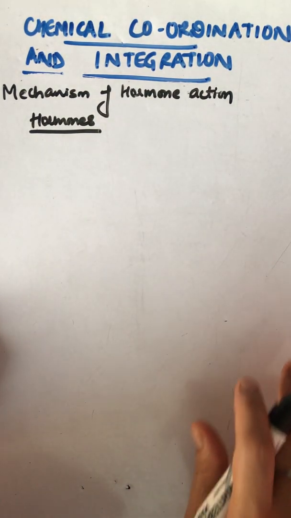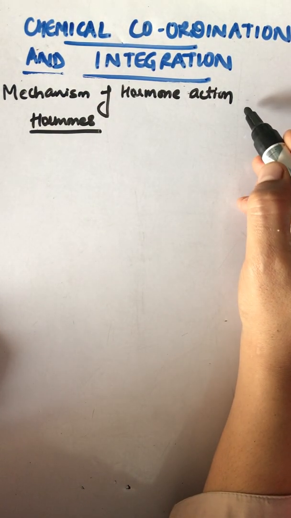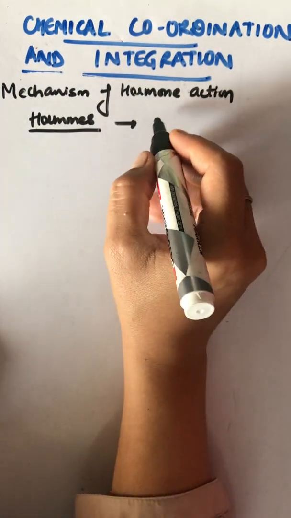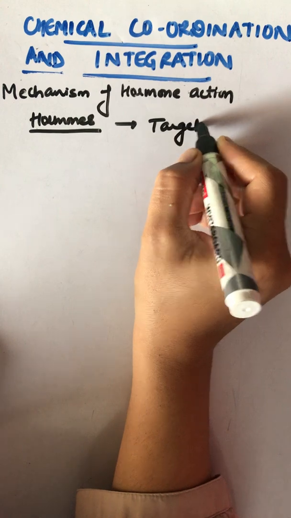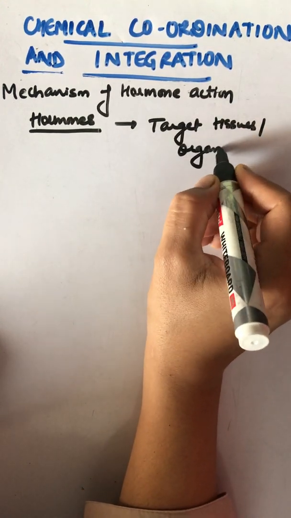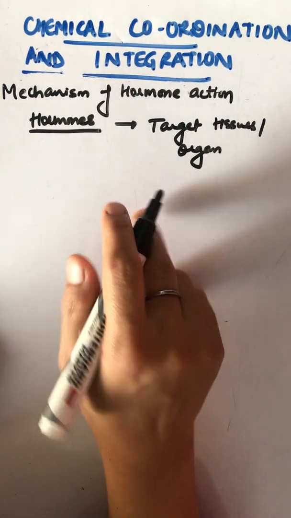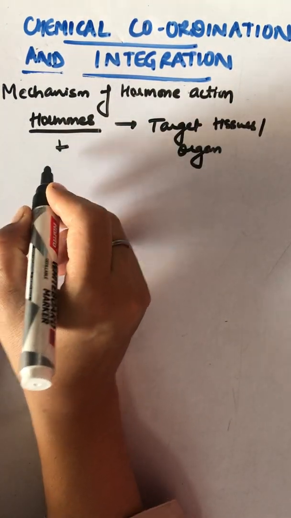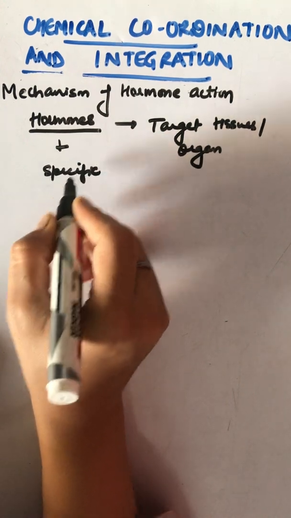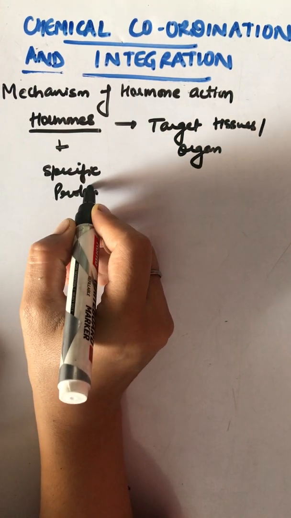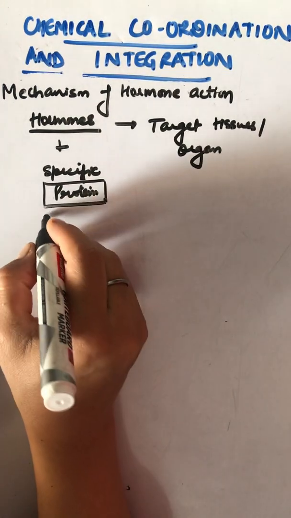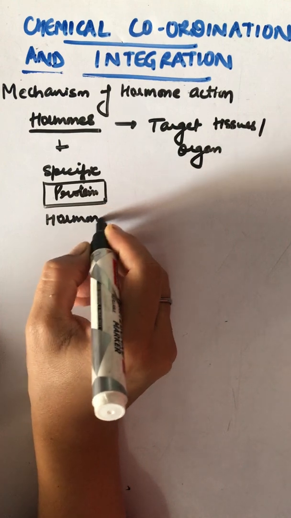Now the topic, mechanism of hormone action. Hormones exert their effect on the target tissue. Where? Target tissues, or it can be a target organ. For that they have to bind to a specific receptor. That means a specific protein. And the specific protein to which they bind is known as a hormone receptor.